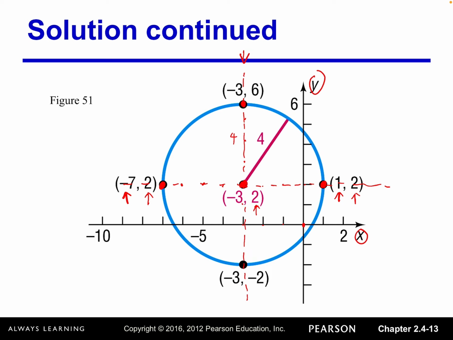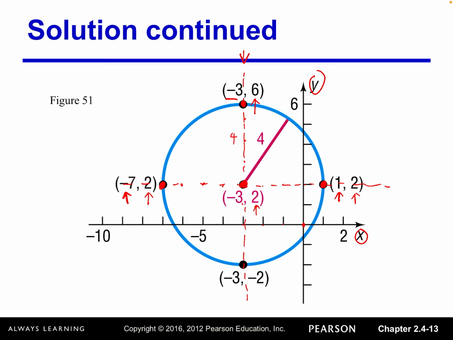That's how we got this point. So on the vertical line, all the x coordinates are the same. So we keep -3, the same as the center of the circle, and the y coordinates from 2 go up 4 units. So 2 plus 4, that's how we got a 6 here.